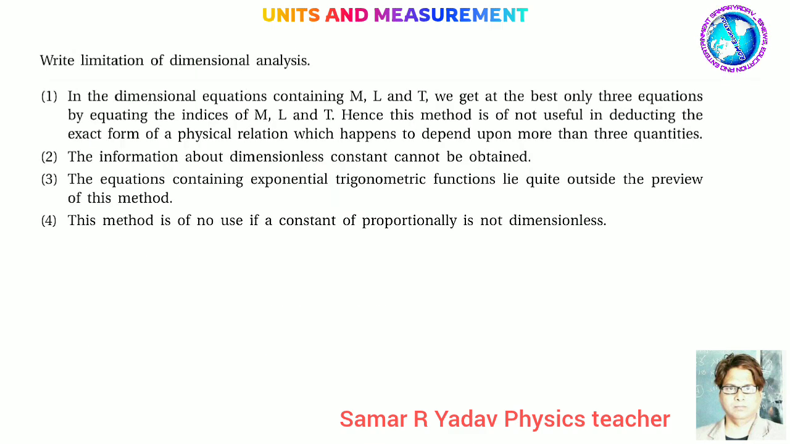Write the limitations of dimensional analysis. First, in the dimensional equations containing capital M, capital L and capital T, we get at best only 3 equations by equating the indices of M, L and T. Hence this method is not useful in detecting the exact form of a physical relation which happens to depend upon more than 3 quantities.